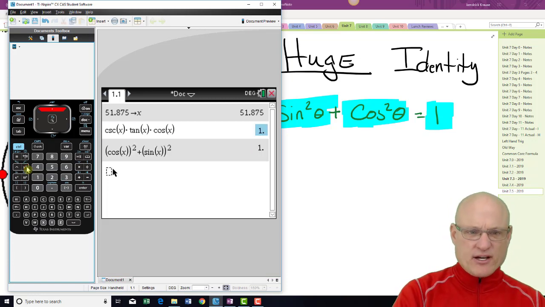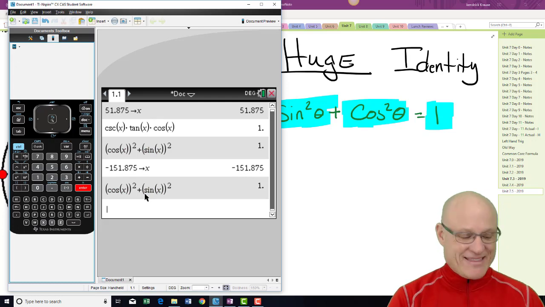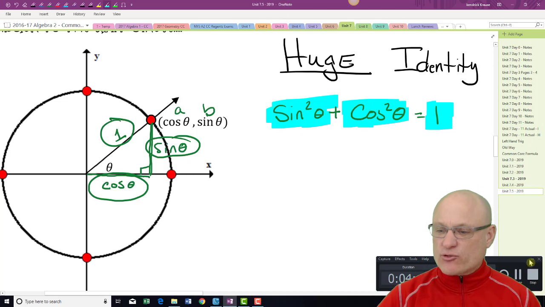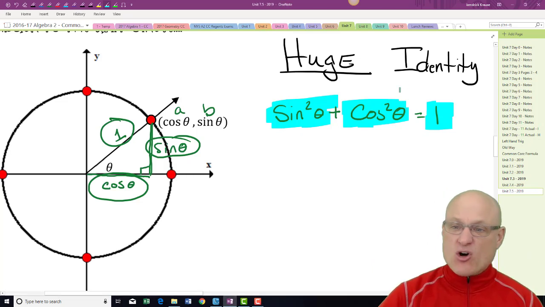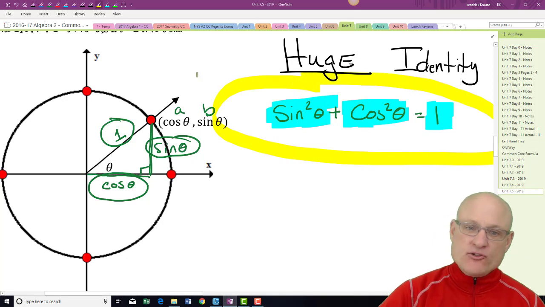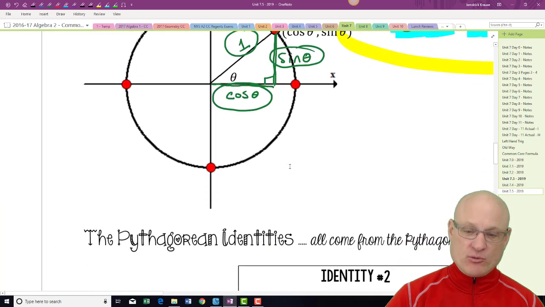Now, I can pick any value I want. What if I wanted negative 151.875? Let's see what cosine squared plus sine squared equals. No matter what, it's always 1. This is an identity. In other words, it is always true. It is a fundamental always truism. That's not even English. Star this, huge, huge. Now from this, we're going to get a couple of crazy ones.